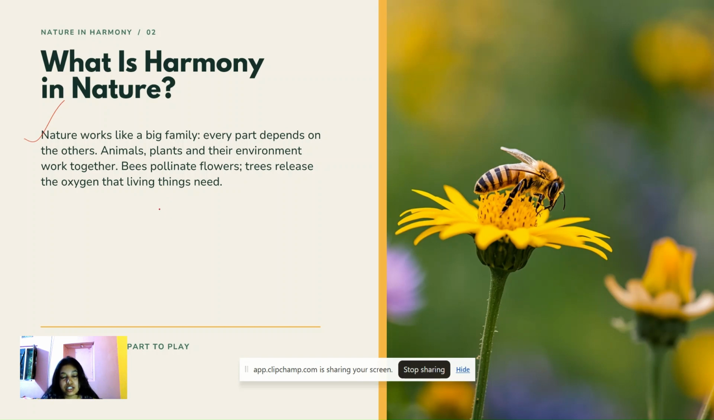So in nature, all types of flowers, all types of animals, and insects live together combinedly. So it acts as a family. Animals, plants, and their environment work together. We can take the example of bees. They pollinate the flowers. Trees release the oxygen that helps us to live. So it is a big family.